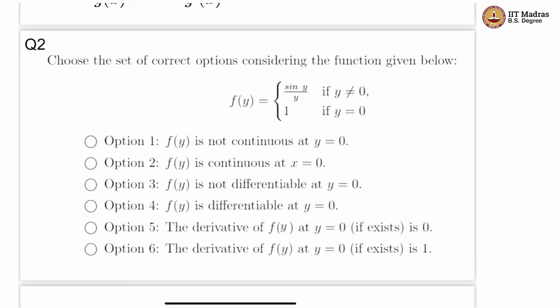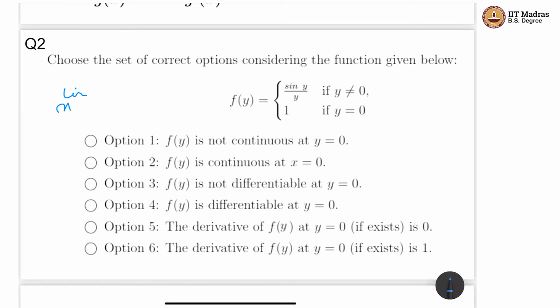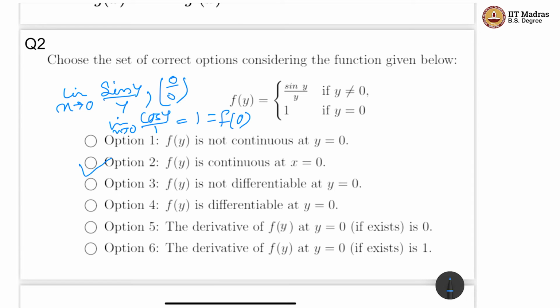Okay, so we have to check the continuity first. So what will be the limit y tending to 0 of sine y by y? This is clearly in 0 by 0 form, right? So we will apply the L'Hopital rule. So we will get limit y tending to 0 of cos y by 1, right? Which equals cos 0, that means 1, which is basically f of 0. So clearly this is the definition of continuity, hence the function is continuous. So option 2 is true and option 1 is clearly false.